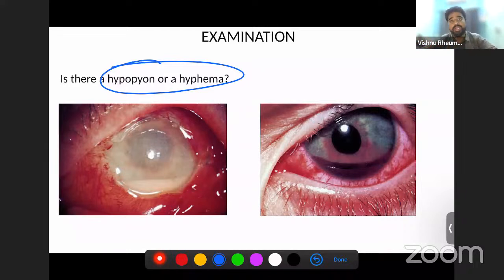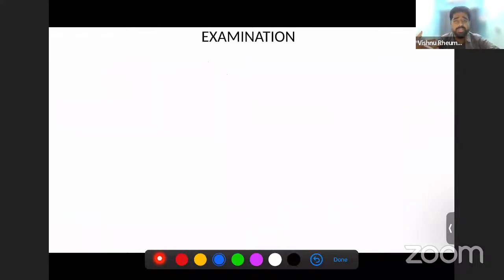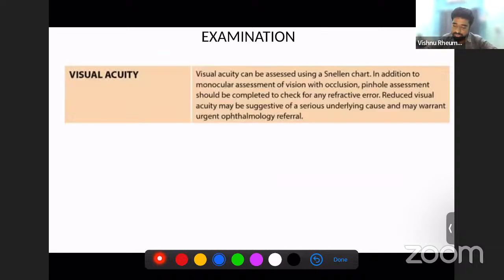Usually hypopyon occurs in severe infectious keratitis or endophthalmitis, etc., which are to be immediately referred. Hyphema is usually seen in traumatic complications. Whenever there is significant trauma to the globe, then we see hyphema. It might also have associated significant complications like retinal detachment, all of that. So immediately refer to an ophthalmologist.